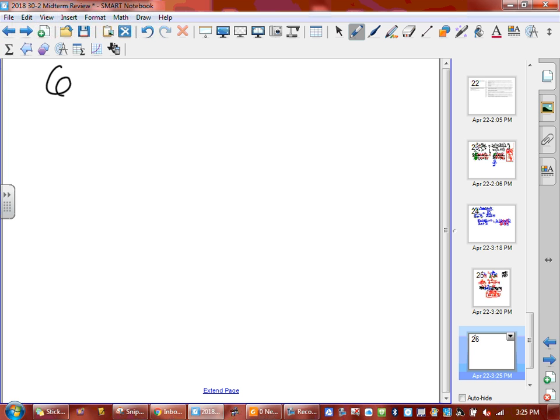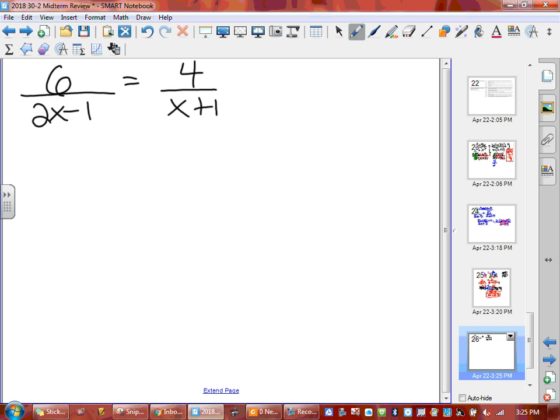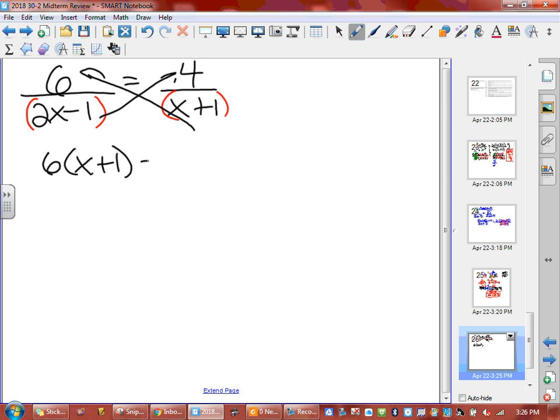So 6 over 2x minus 1 equals 4 over x plus 1. So monomial on top of binomials is what we got going on. So our common denominator is going to be both sets of binomials. I have to use both of them. So since they're different, the guy on the bottom right is going to multiply the guy on the top left. The guy on the bottom left is going to multiply the guy on the top right. Okay? So we're going to have 6 times x plus 1 equals 4 times 2x minus 1.